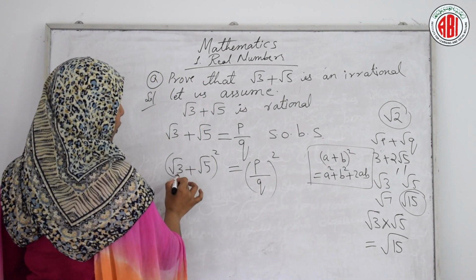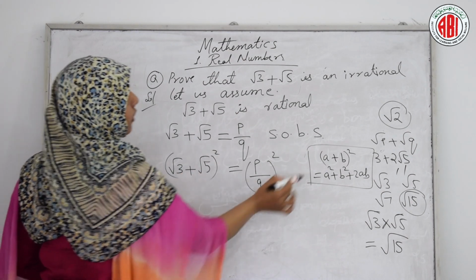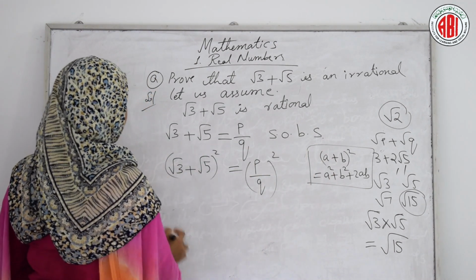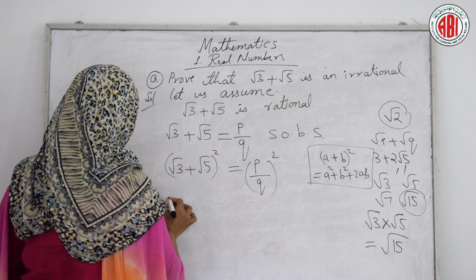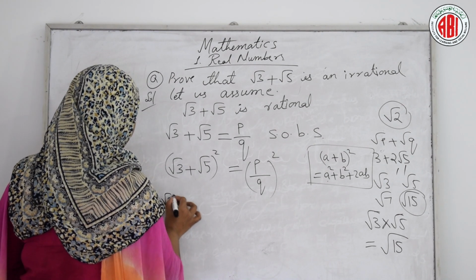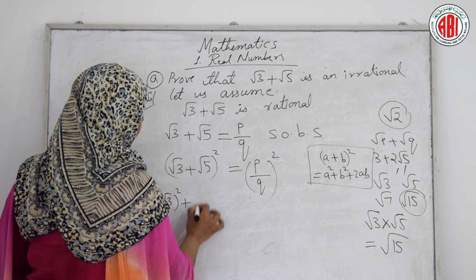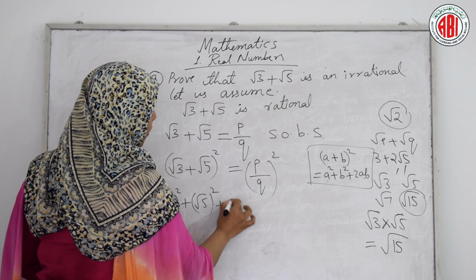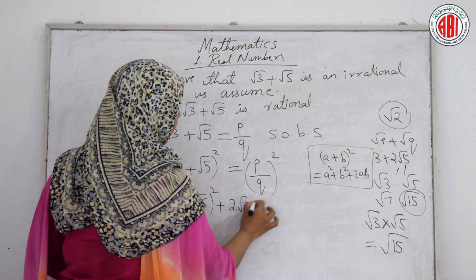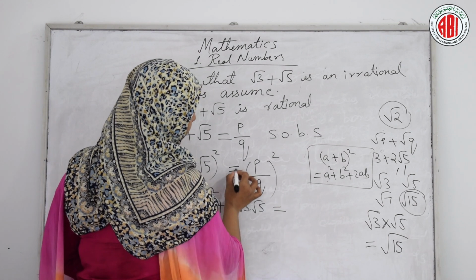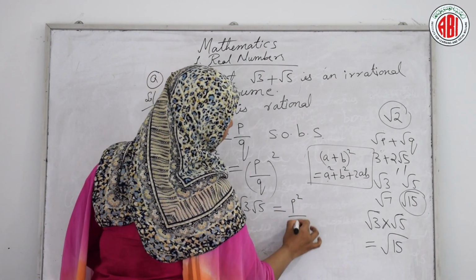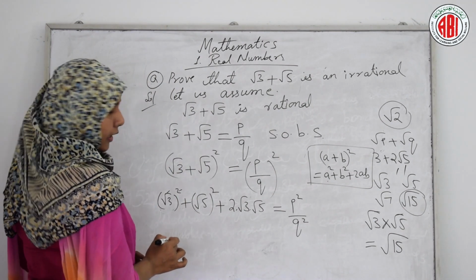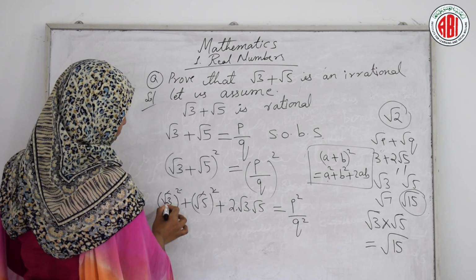Here we have root 3 plus root 5 whole square. A is root 3, and b is root 5. So we apply the identity: root 3 whole square, that is a square, plus b square, b is root 5, so root 5 whole square, plus 2 into root 3 into root 5, equals p square by q square. Now here the square and the root get cancelled. This square and root get cancelled.